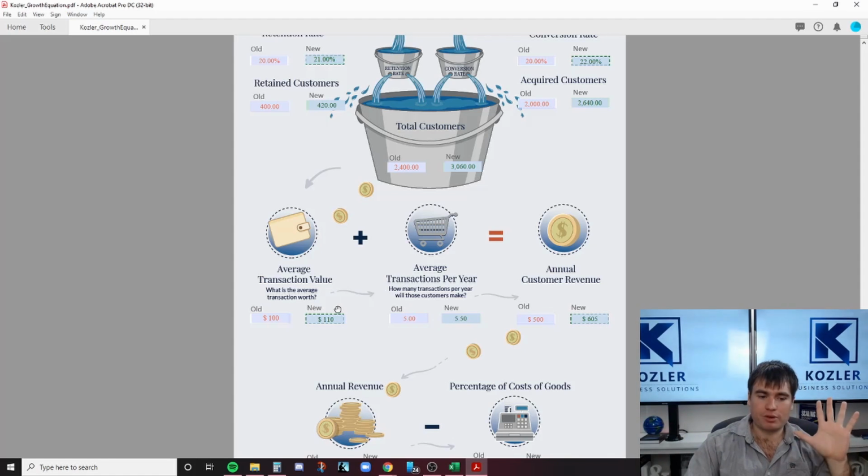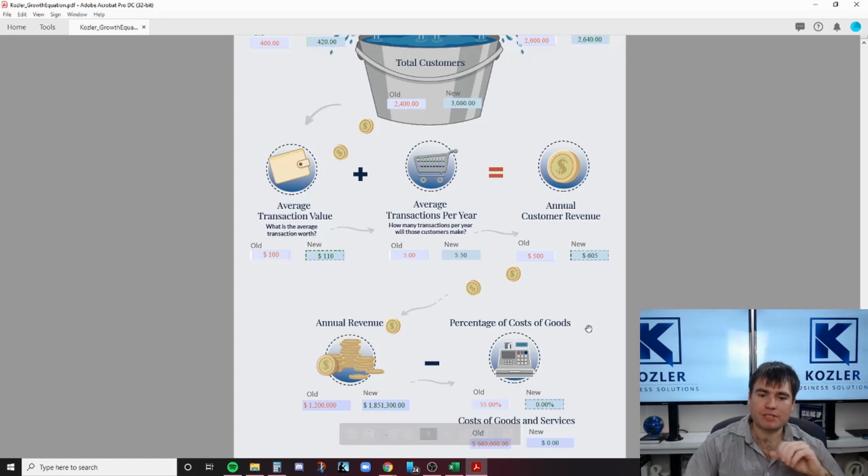So what we've done is we've increased the average transaction value from 100 to 110, and our average transactions per year from 5 to 5.5. So then we've increased our average annual customer revenue from 500 to 605. So effectively, we have taken the annual customer revenue up $105, and we've increased the total customers from 2,400 to 3,060. So if you times your total customers by your annual customer revenue, you will get your total annual revenue for your business.